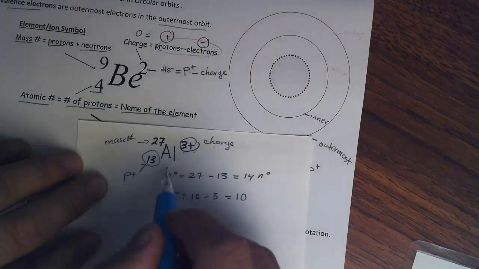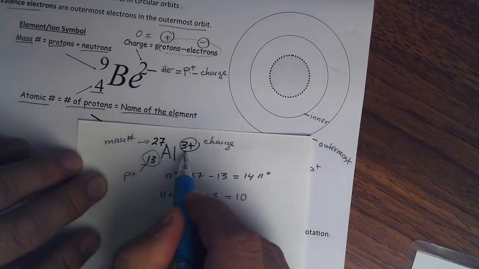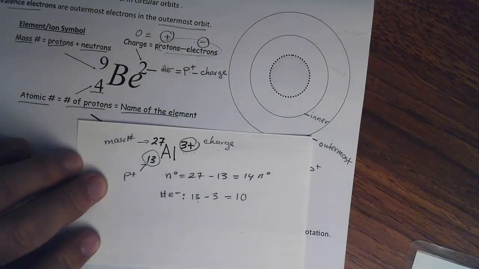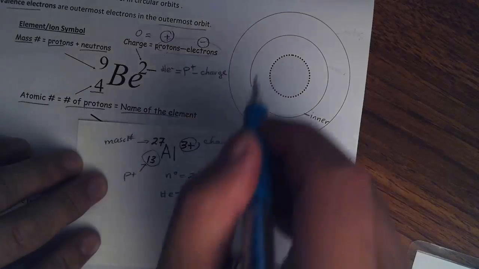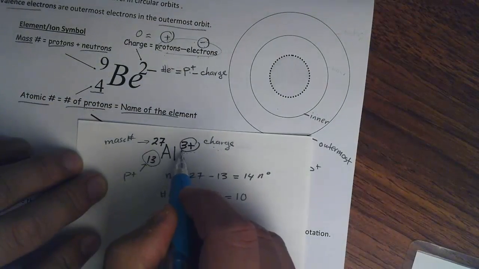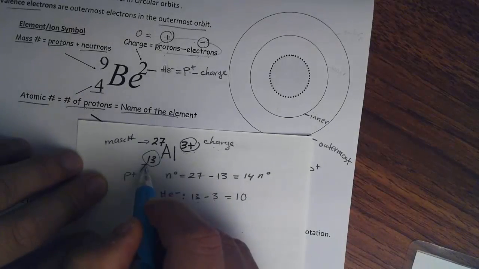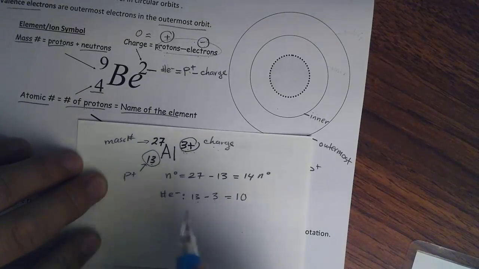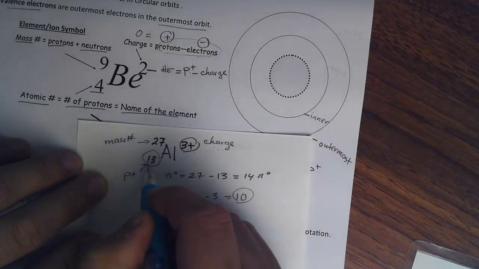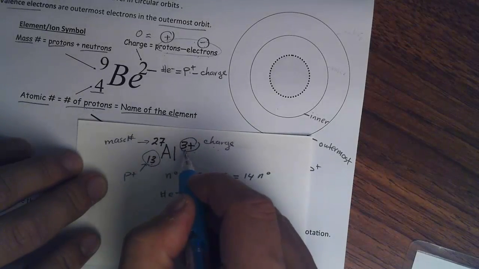So in this case, we have a plus 3. That means we have 3 less electrons. We don't lose protons because protons are all the way inside the nucleus. So we have 3 less electrons. What does that mean? Here we have 13. What's 3 less? Of course, it is also 10 electrons. So that's another way of doing it, by looking at the number of protons and looking at the charges.